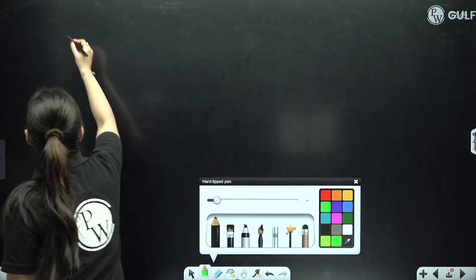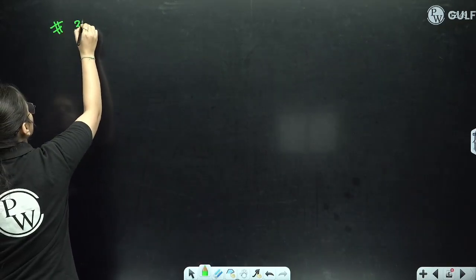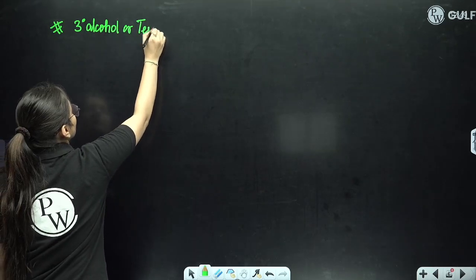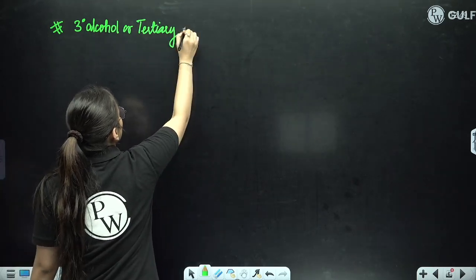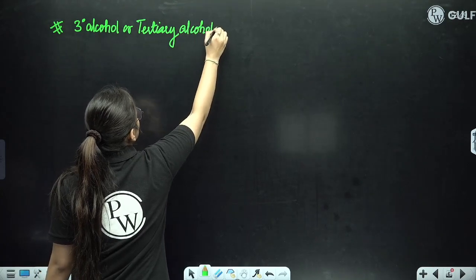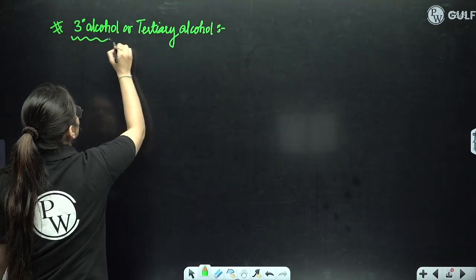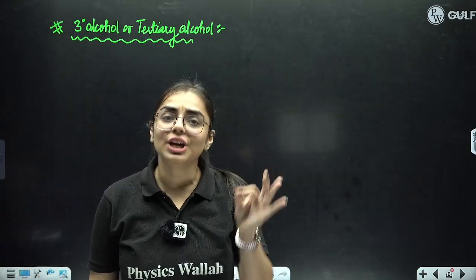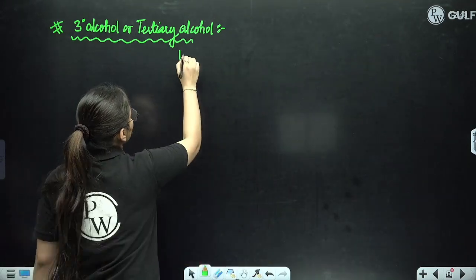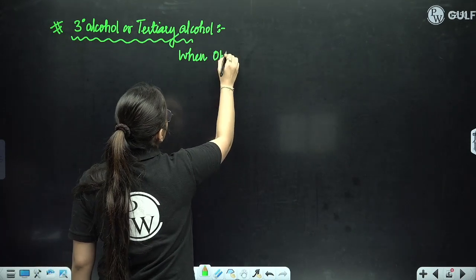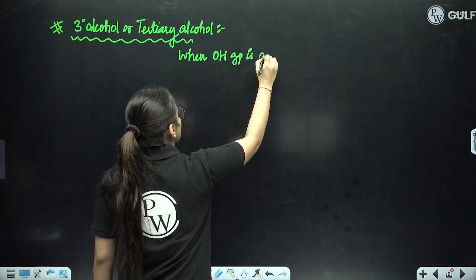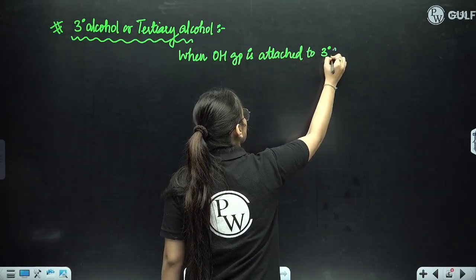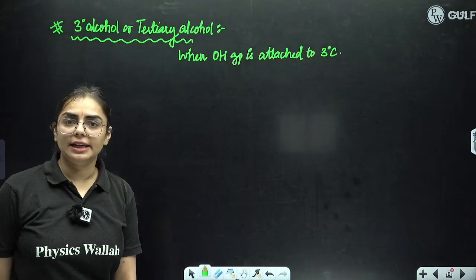Now comes 3-degree alcohol or the tertiary alcohol. The third category is 3-degree alcohol, or I would say tertiary alcohol. Now what is a tertiary alcohol, everyone? When the OH group is directly linked with a 3-degree carbon, that creates your 3-degree alcohol.